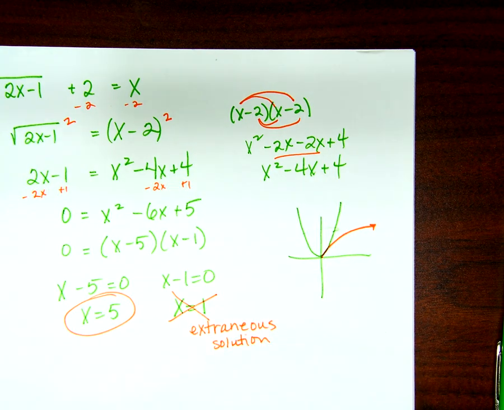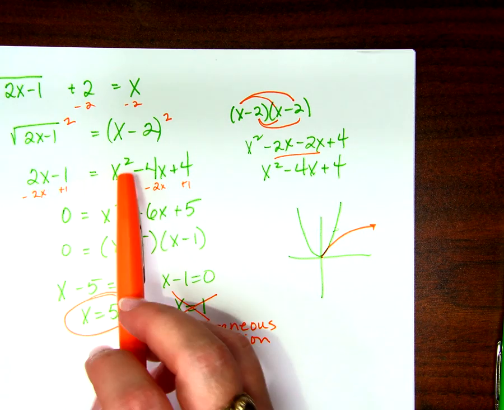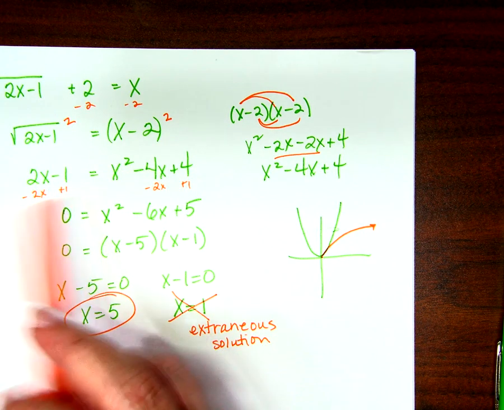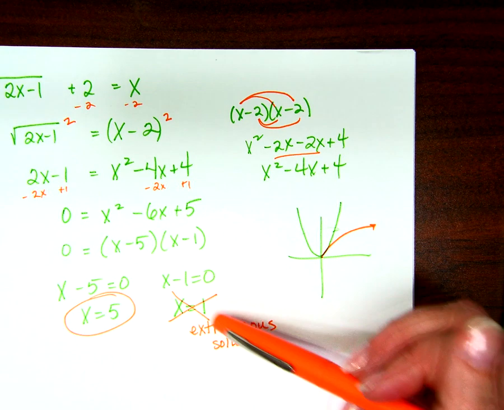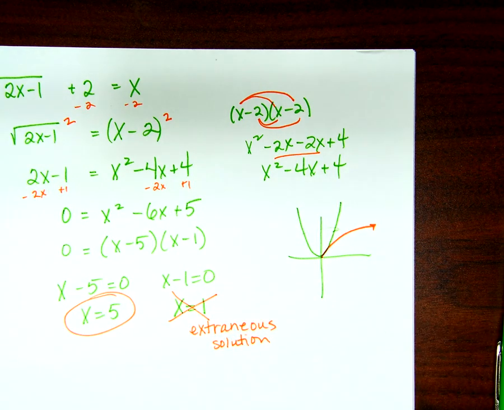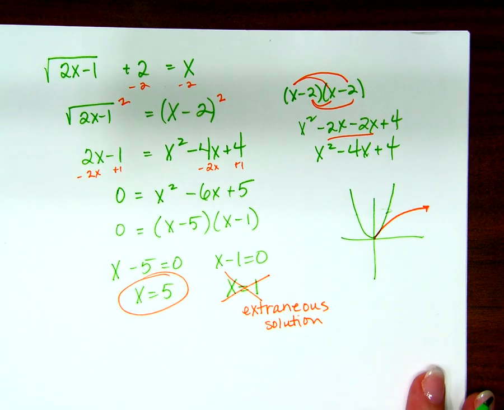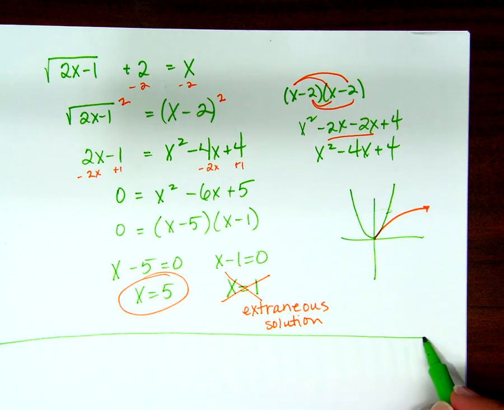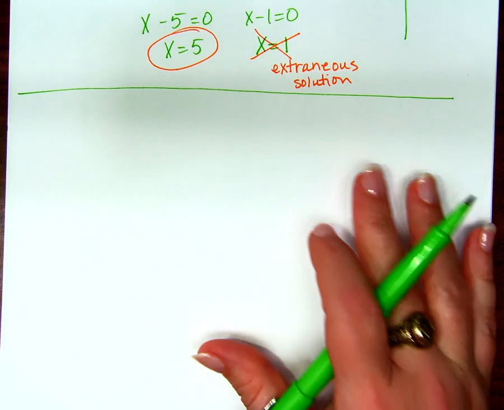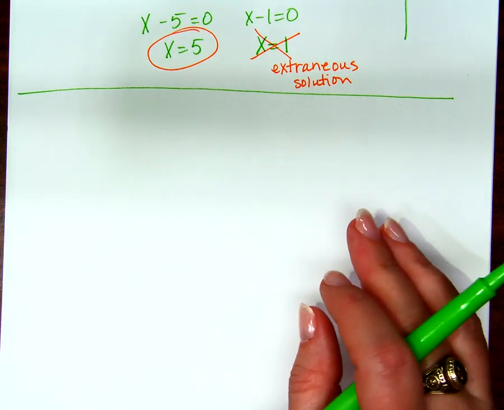It's an extraneous solution. It's an extra solution that we got when we squared both sides, which we're allowed to do. But it gave us an extra solution that doesn't work. How do you feel about equations with radicals in them? Okay? Great. Awesome.